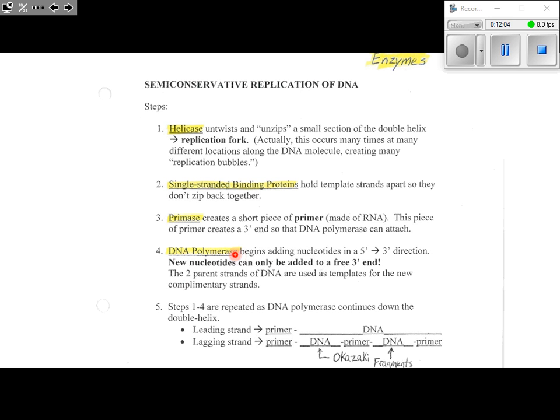DNA polymerase, which I may sometimes refer to as DNA poly for short, begins adding nucleotides, A's and G's and C's and T's, in a 5' to 3' direction. Remember, new nucleotides can only be added to a free 3' end. The two parent strands of DNA are used as templates or patterns to determine what the letters are going to be on the new complementary strands of DNA.